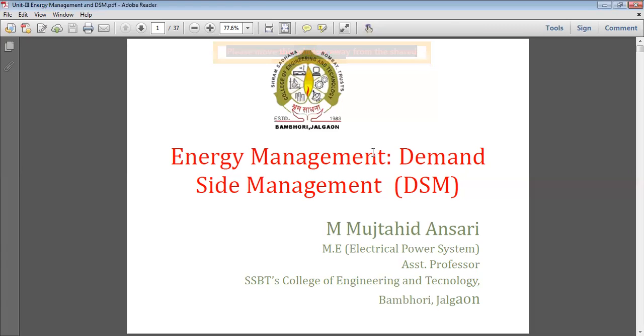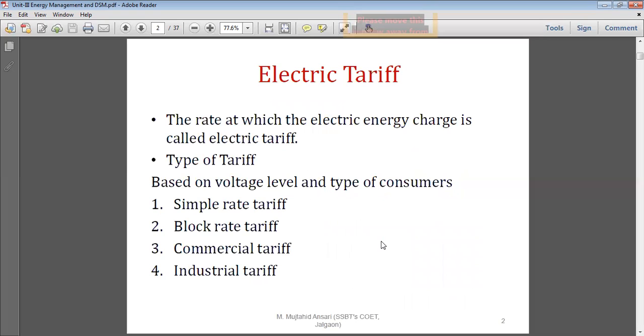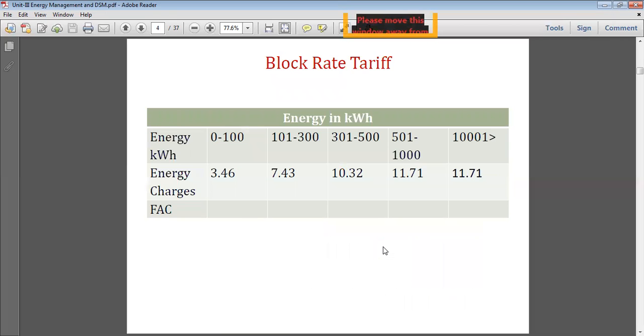Why is the tariff important? Because the tariff is a very good tool for energy management. It tells how to conserve energy, and at which time the energy rate is higher and at which time the energy rate is smaller over the 24 hours. In the electric tariff we have discussed the simple rate tariff, block rate tariff, commercial rate tariff, and industrial rate tariffs.